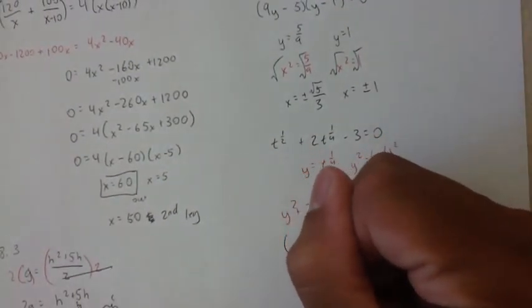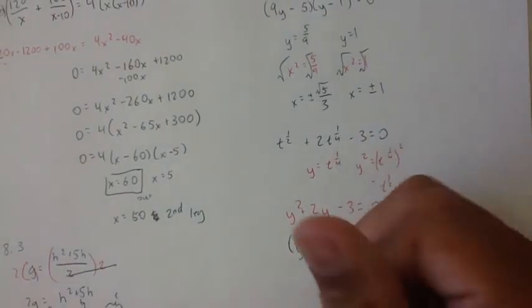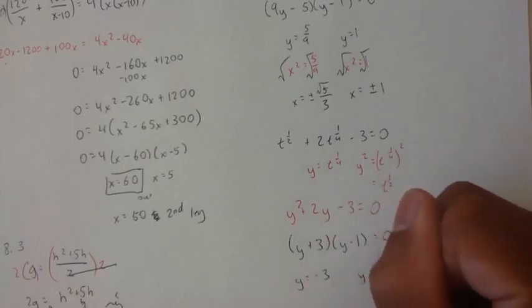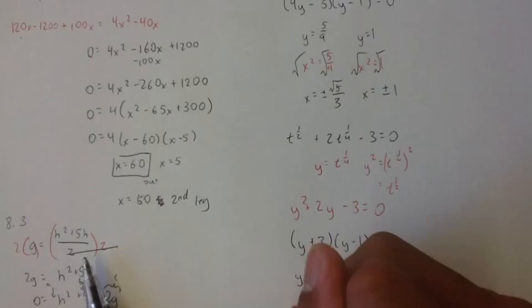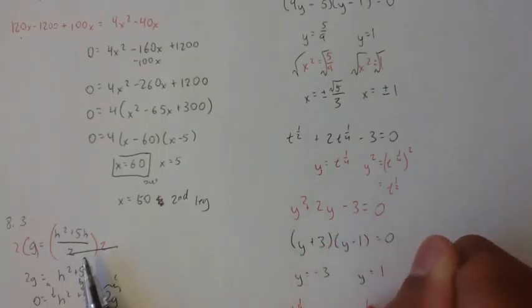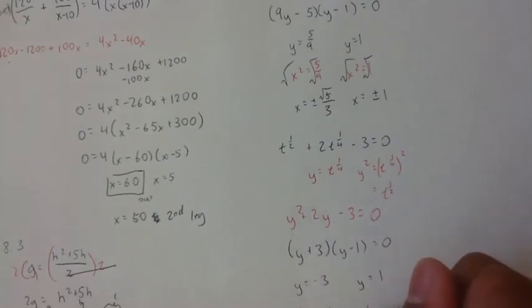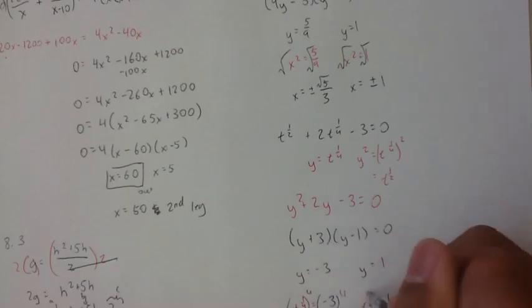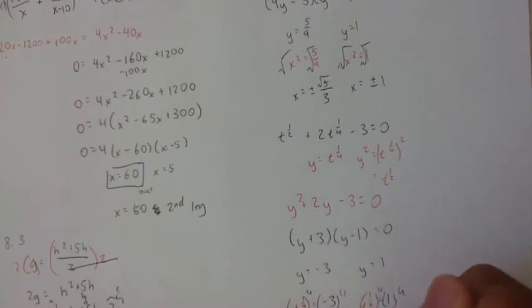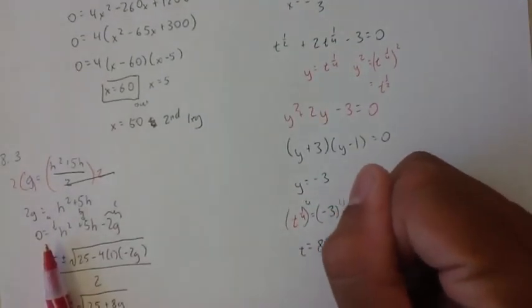Factoring this is pretty simple. (y + 3)(y - 1) equals 0, so y must equal negative 3, and y equals 1. Since y was equal to t to the 1/4, t to the 1/4 is equal to negative 3 and positive 1. To solve for these, I just bring these to a 4th power. 1 to the 4th is just 1, and negative 3 to the 4th is 81.